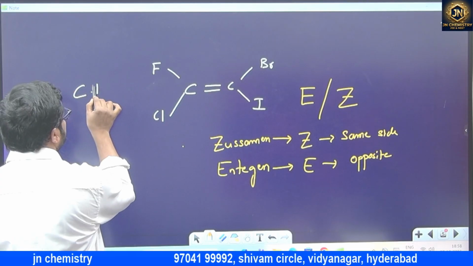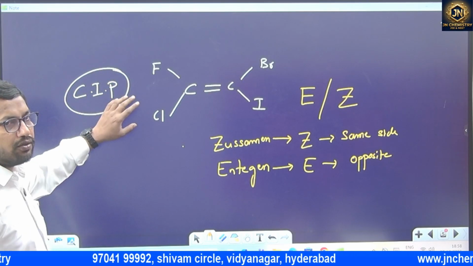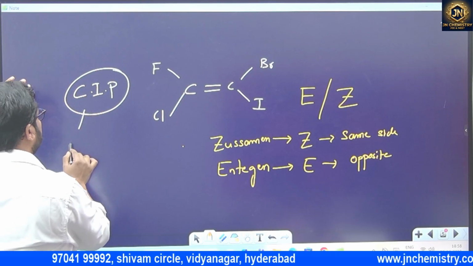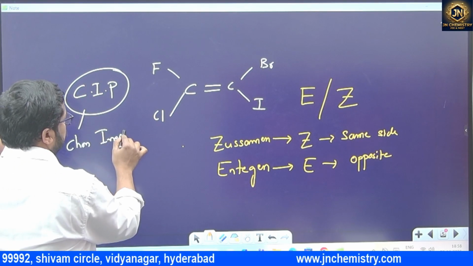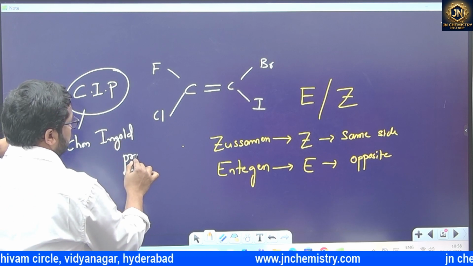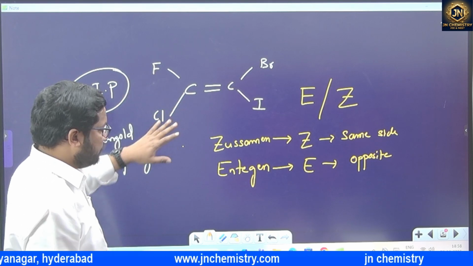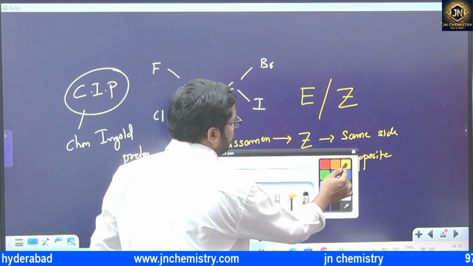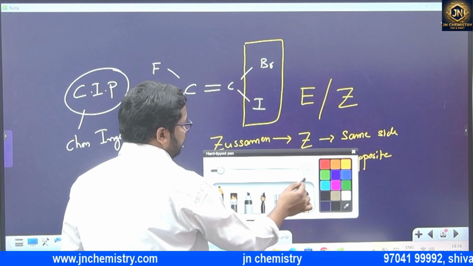Which rules? CIP rules: Cahn, Ingold, Prelog rules. First, what we need to do is divide the molecule like this, into this side and the left side.